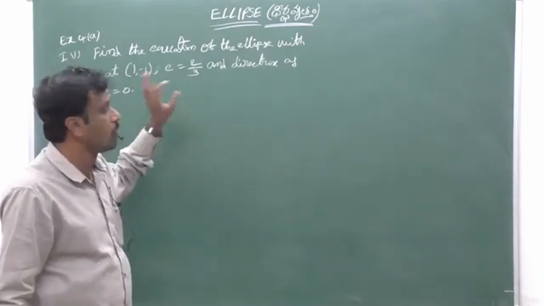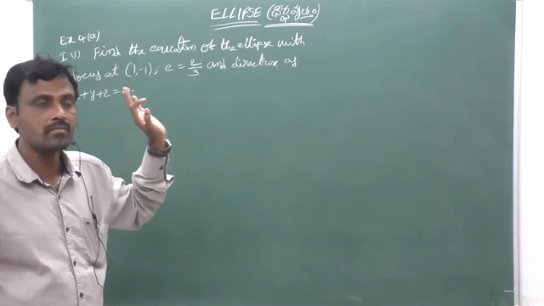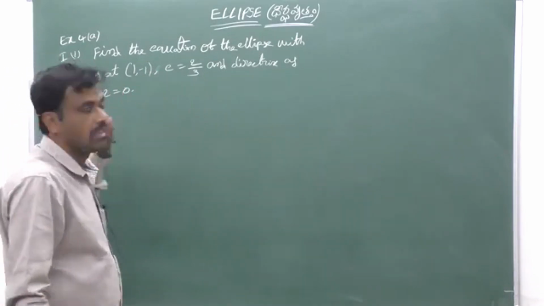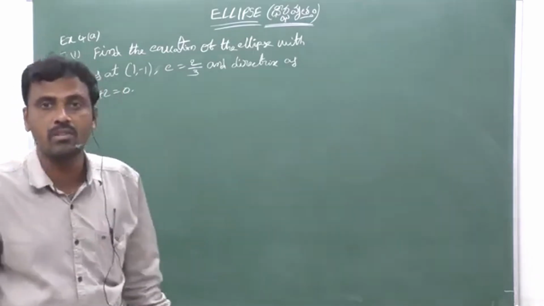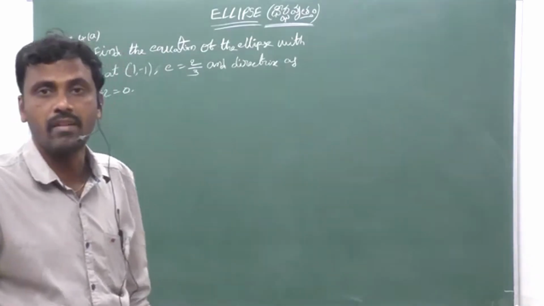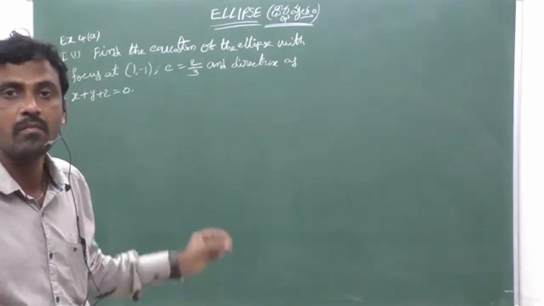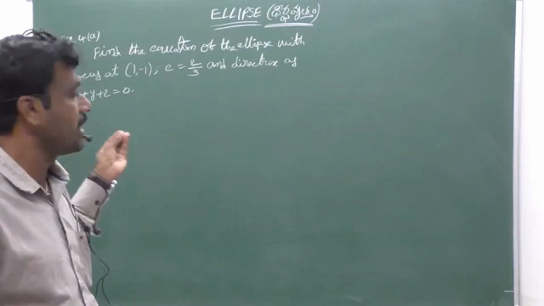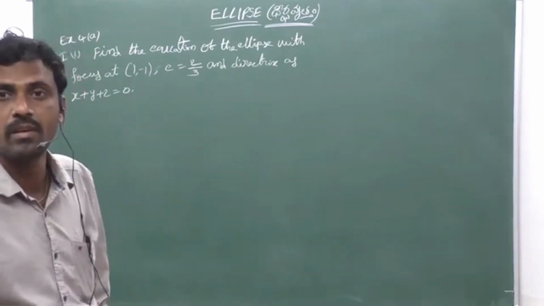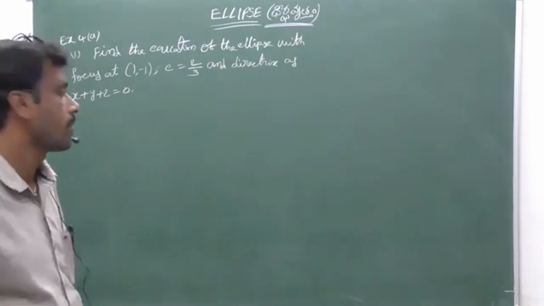Eccentricity equal to 2 by 3, and directrix is x plus y plus 2 equal to 0. That is the given data. Finally, we can find out the equation of the ellipse.